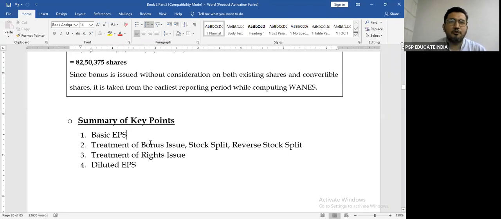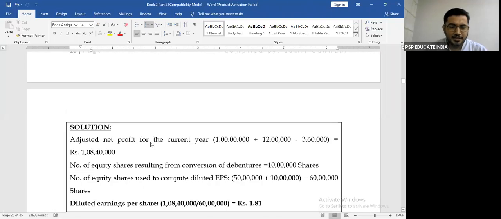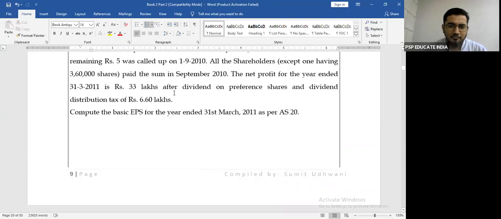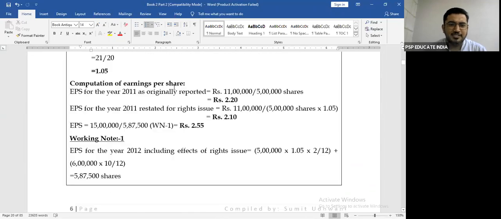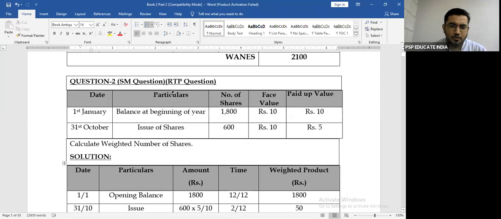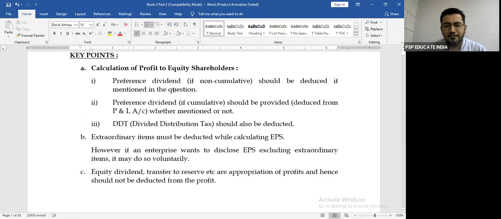How do you calculate profit to equity shareholders? If you have any kind of cumulative preference shares, then you will deduct the dividend portion. However, if it is non-cumulative, you will deduct only if it is mentioned in the question. After that, we understood how to calculate any appropriations to profits such as equity dividend, transfer to reserves, will never be taken. Extraordinary items must always be adjusted for. If you do not want to have them, you will have to make additional disclosures in that case. Right, come to the next one.